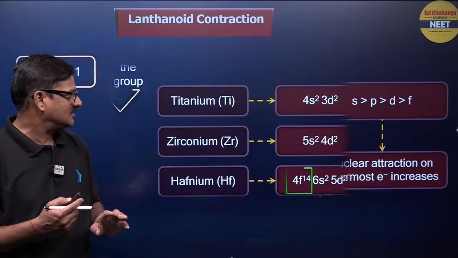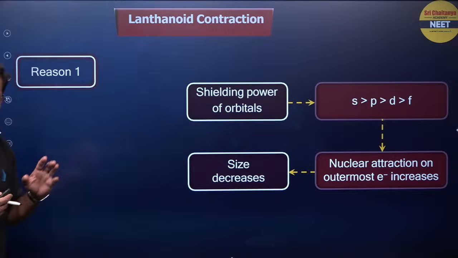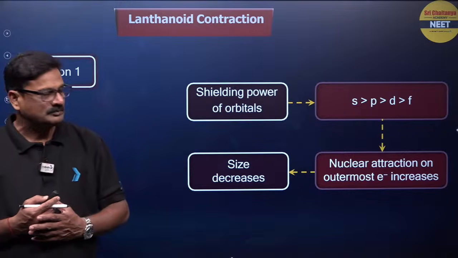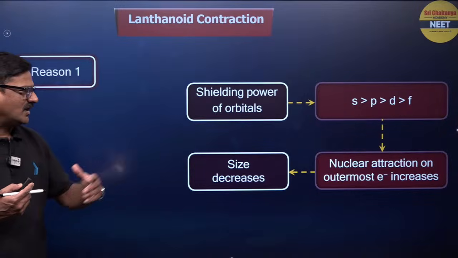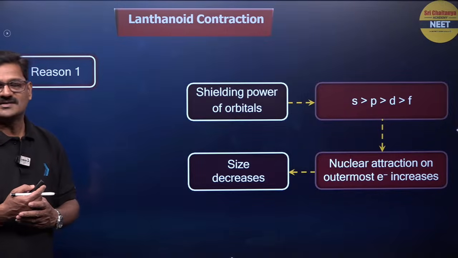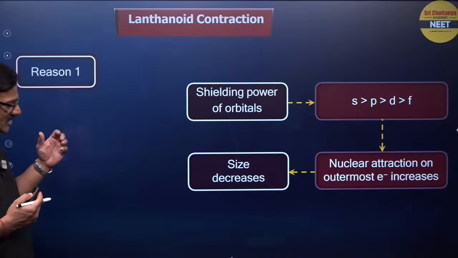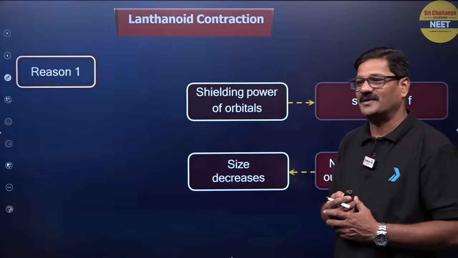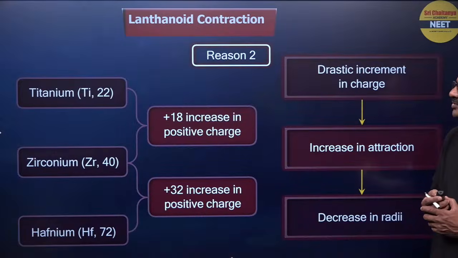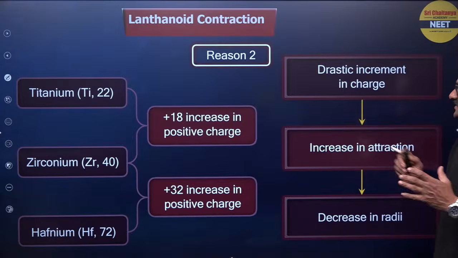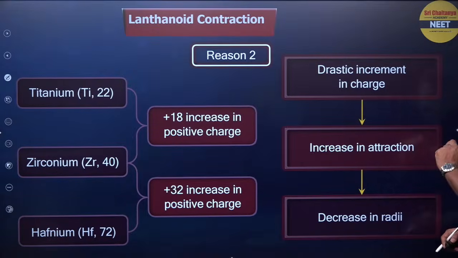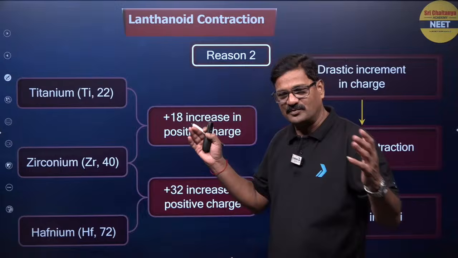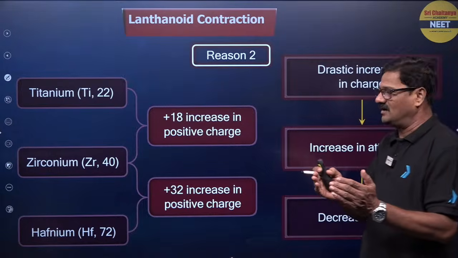That's very important. Now let us see shielding power of the orbitals: s orbital is greater than p orbital is greater than d orbital is greater than f orbital. As nuclear attraction on the outermost electron increases, size decreases. So that is reason number one. Now reason two: a drastic increase in the charge increases the attraction and decreases the radius. That's the reason why titanium, zirconium, hafnium, it is supposed to be bigger, but it is smaller.